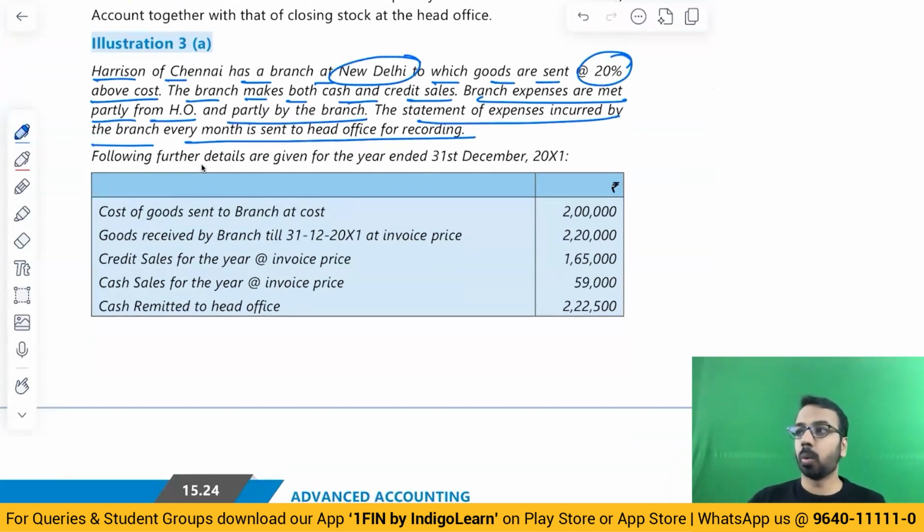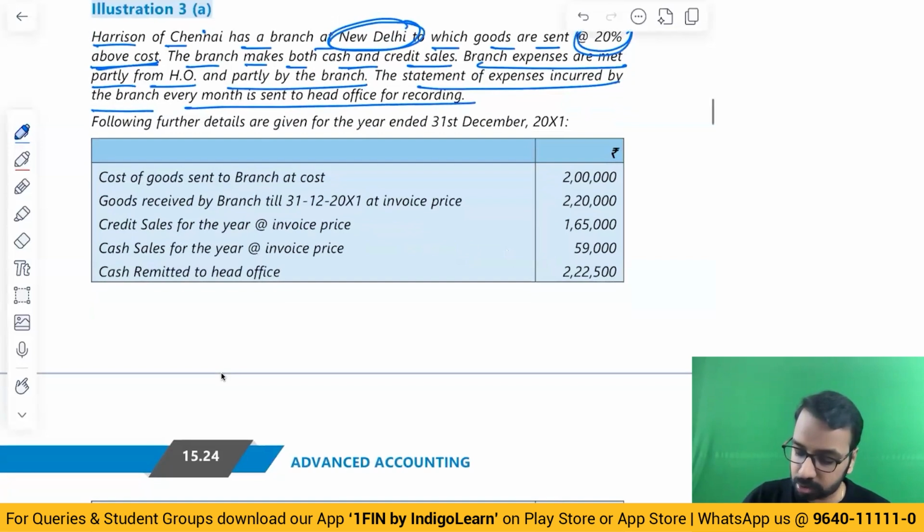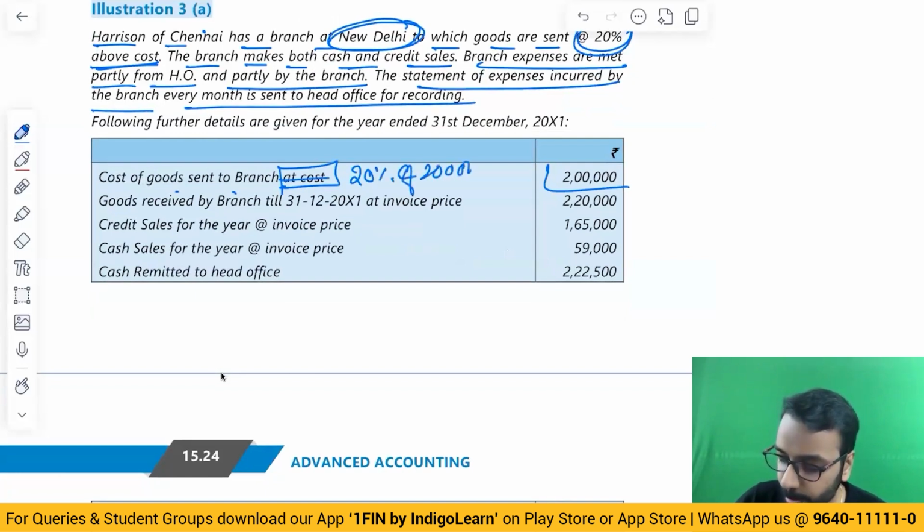Now, here what has happened? The company has a branch at New Delhi. Goods are sent at 20% above cost. And the details are given. Cost of goods sent to the branch at cost, 2 lakhs. Means how much is the profit? 20% of 2 lakhs is the profit.